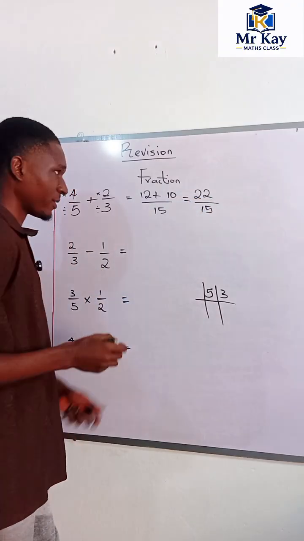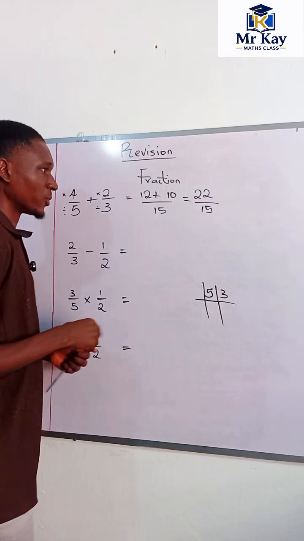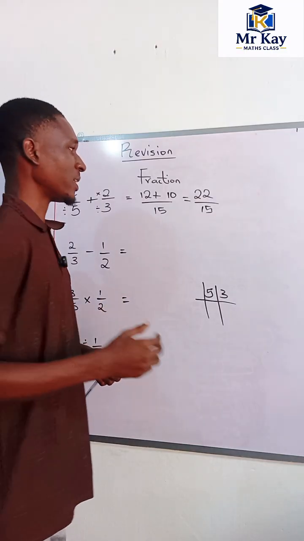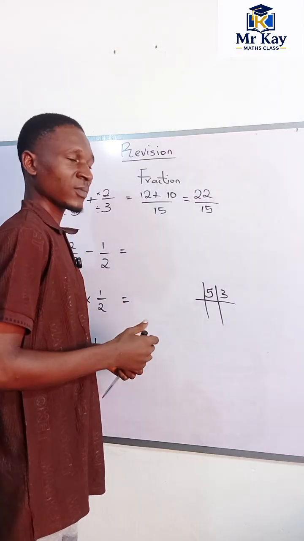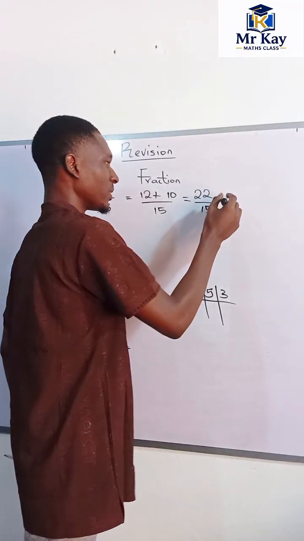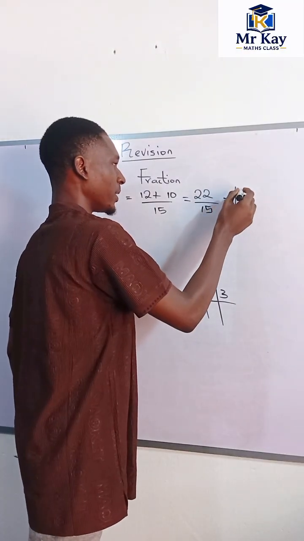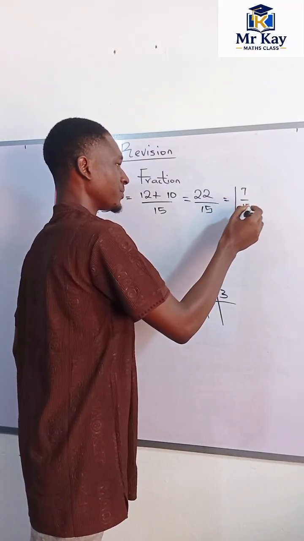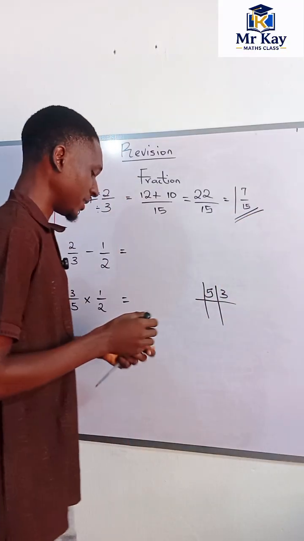This is an improper fraction. And remember I told you you must never leave your answer in improper fraction. Therefore, we are going to divide this. And when we divide this, we are going to get 1 whole number, remainder 7 out of 15, which gives us our answer over there.